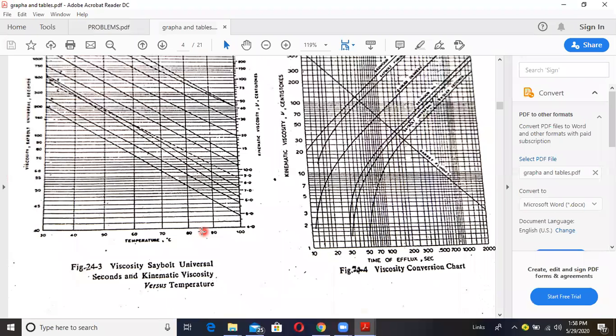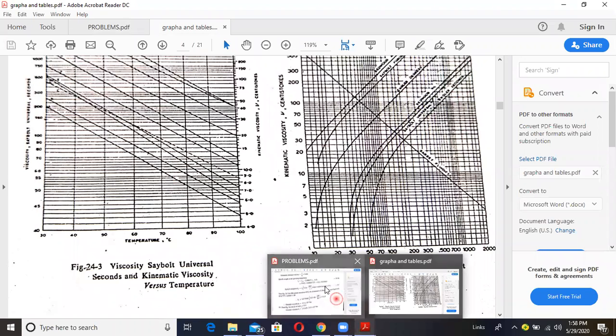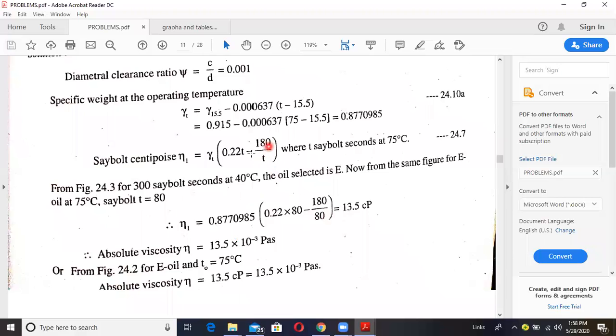So here you have to see like this, 60, 70, 80. In between you will get 75. You have to go until it touches E. Previously we got the curve E, somewhere it will touch like this, and we have to come towards the left side. Then we will get the time, that is T at operating temperature, which is nothing but 80. Once you get the T, substitute it here, then we can calculate absolute viscosity in centipoise.